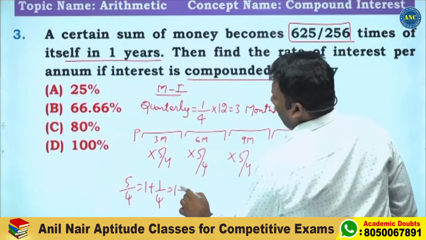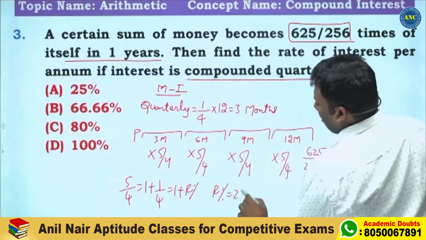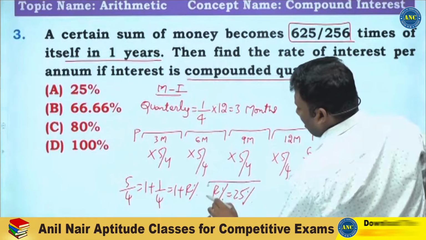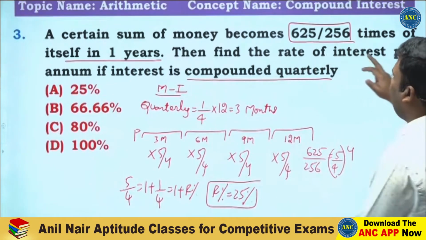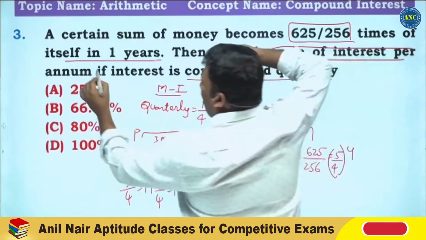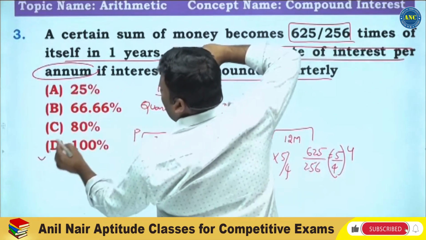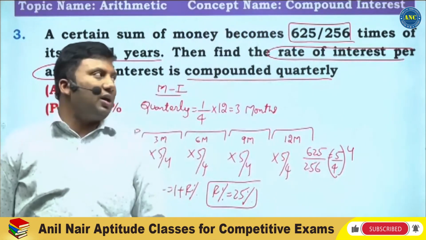It is 1 plus r percentage. R percentage is 25%. Find the rate of interest per annum. Per quarter you got 25 percentage. Per annum it is 100 percentage.